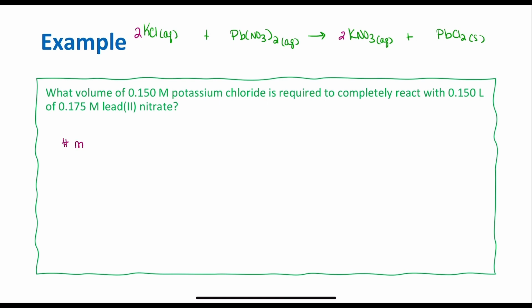I want to find the volume, so number of milliliters of KCl. I have a 0.175 molar solution, so 0.175 moles of lead 2 nitrate for every 1 liter of the lead 2 nitrate solution.